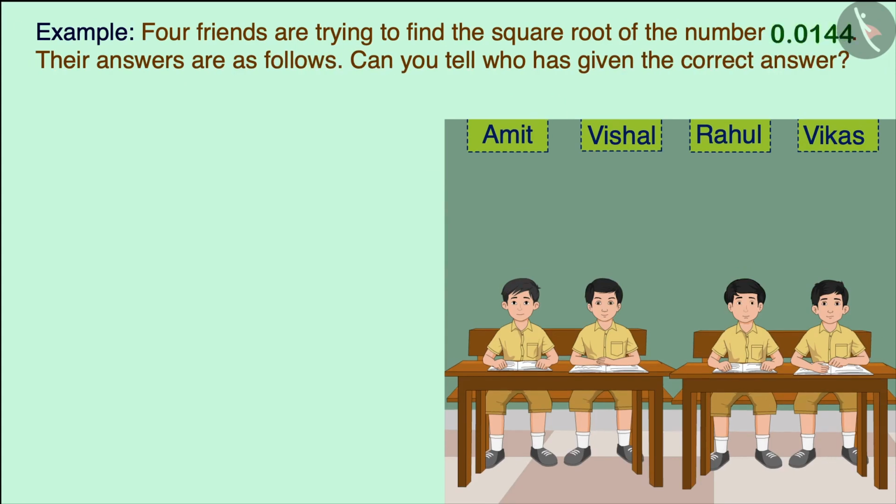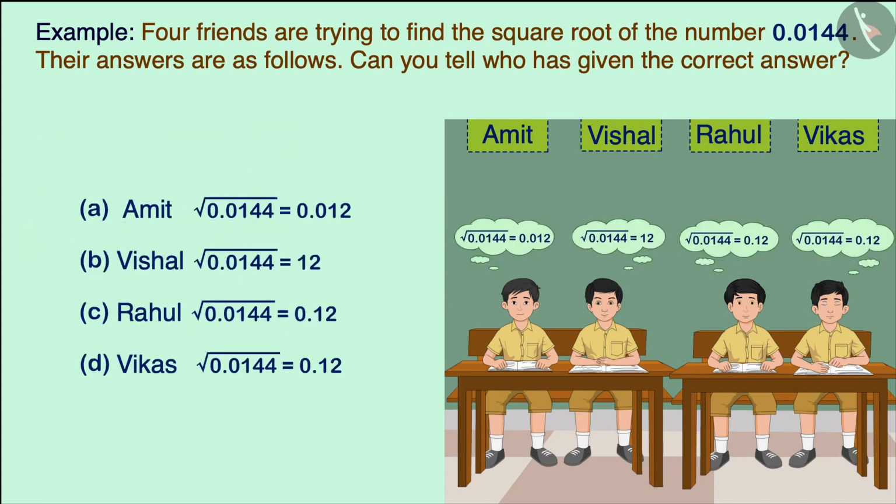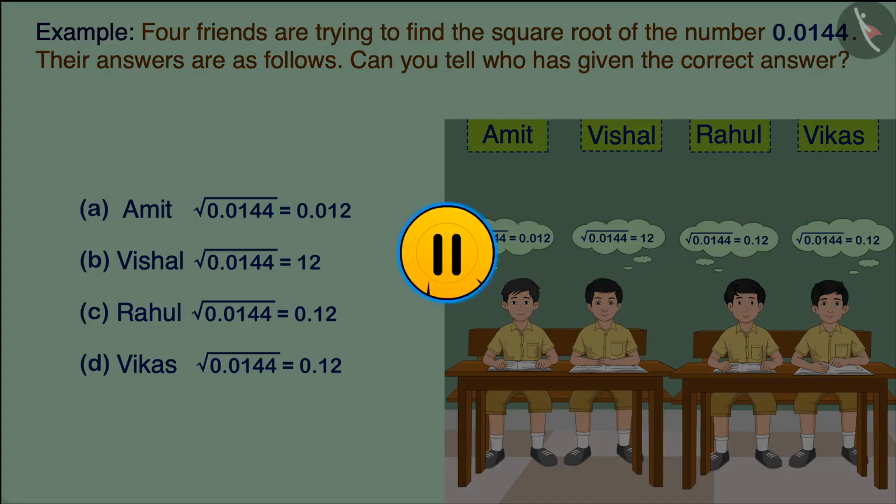4 friends are trying to find out the square root of the number 0.0144. Their answers are as follows. Can you tell who has given the correct answer? You may pause the video here and solve the question yourself.